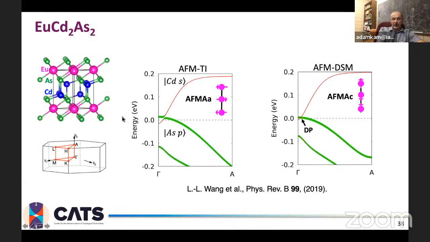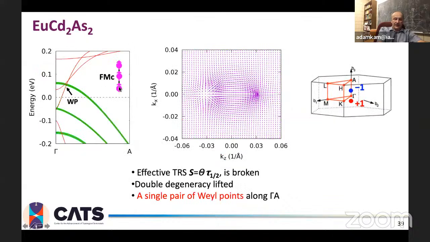After some search, we were able to identify one of those compounds, which is europium cadmium arsenic 2. And the DFT calculation revealed that indeed this material can be easily tuned by the presence of magnetic order. And depending on the type of order, we're going to get different topological phases. So for example, if it's an antiferromagnetic ordering of type A, you're going to get a topological insulator. If you have an antiferromagnetic type C, you're going to get a Dirac semimetal. And if the order is ferromagnetic along the C direction, this material will become a magnetic topological Weyl semimetal.